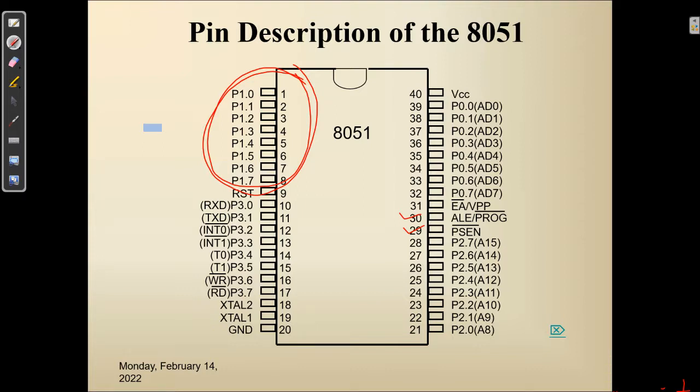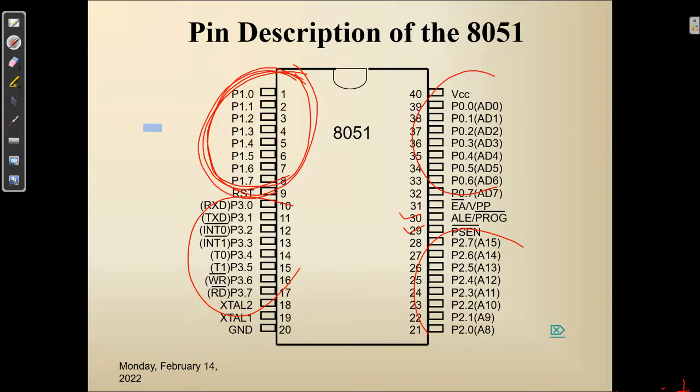हाँ, यानी अभी मैंने पोर्ट 0, पोर्ट 2, पोर्ट 3 बताया. वैसे अगर आप पोर्ट 1 को देखोगे तो you can simply say it serves as a bidirectional 8-bit IO port. It has no dual function. Am I right? Yes or no? Yes. Okay. So by looking at this picture, you will be able to understand. Yes, that is right.